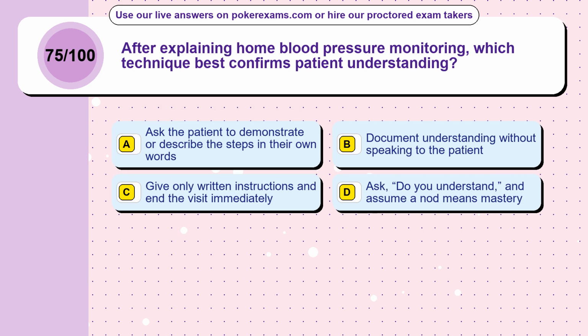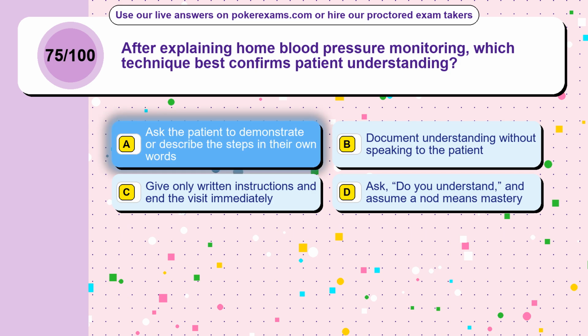Question 75. After explaining home blood pressure monitoring, which technique best confirms patient understanding? Option A. Ask the patient to demonstrate or describe the steps in their own words. Option B. Document understanding without speaking to the patient. Option C. Give only written instructions and end the visit immediately. Option D. Ask, "Do you understand?" and assume a nod means mastery. The correct answer is option A.